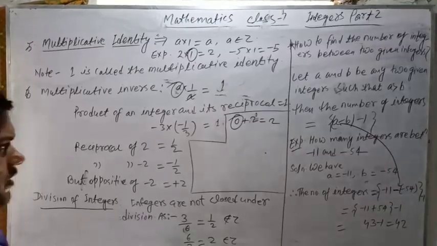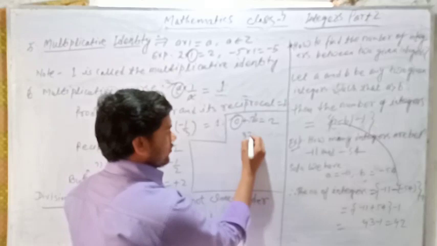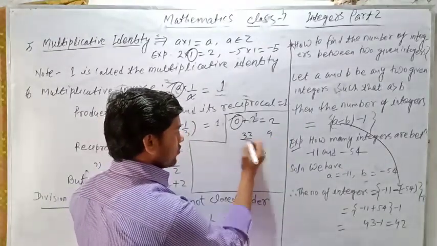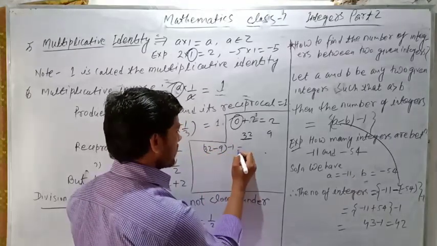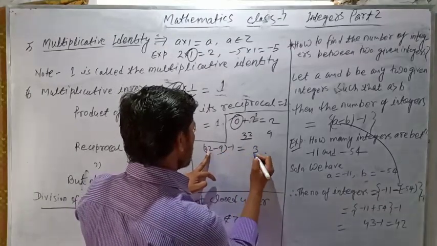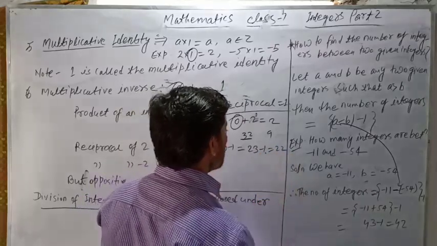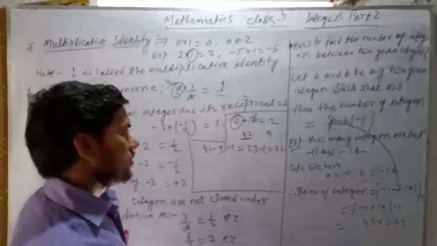Similarly, we can find how many integers are between 32 and 9. So 32 is greater, so 32 minus 9 minus 1. 32 minus 9 is 23, minus 1, 22. There are 22 integers between 32 and 9.